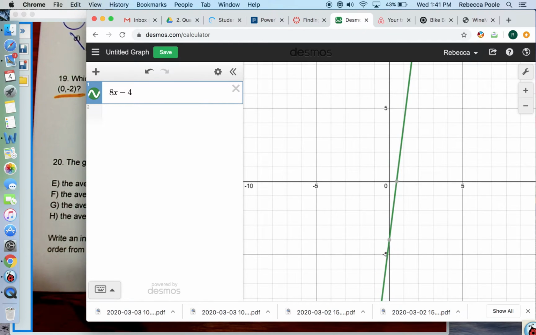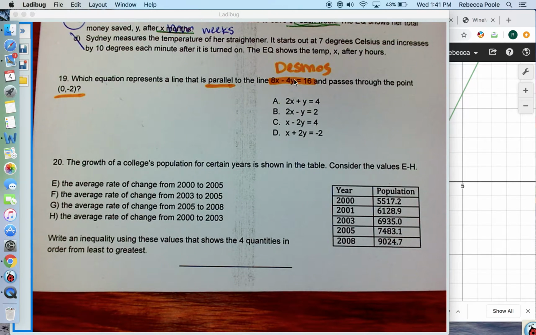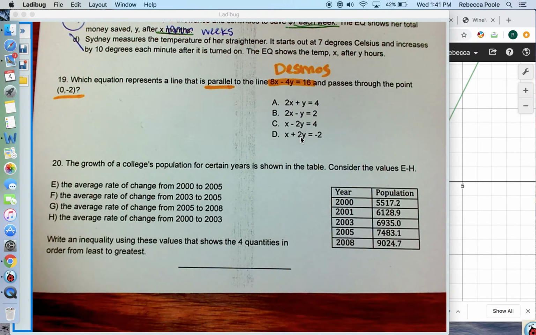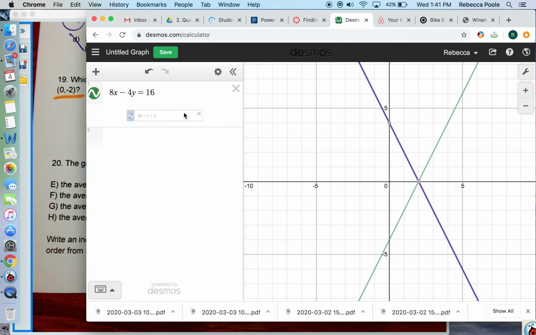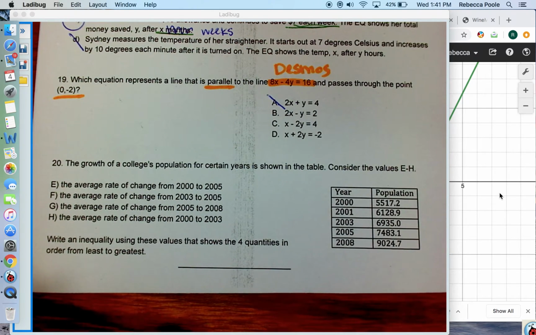8x minus 4y equals 16. All right. So there's the line that we're looking for, the one that's parallel to. So I'm going to go put in each answer choice, and we'll see if it's parallel. And if it is parallel, then we need to check if it goes through this point, okay? So my first answer choice is 2x plus y equals 4. All right, are these two lines parallel? No, so it's not going to be A. So let's go check B.